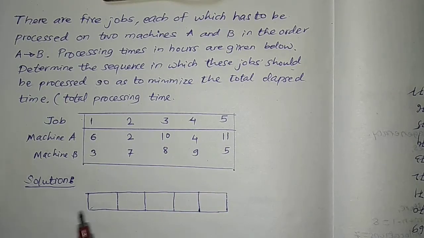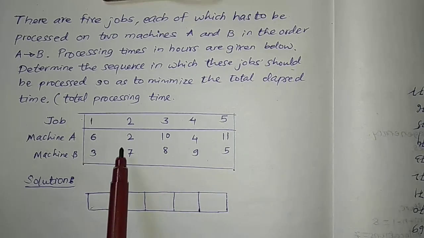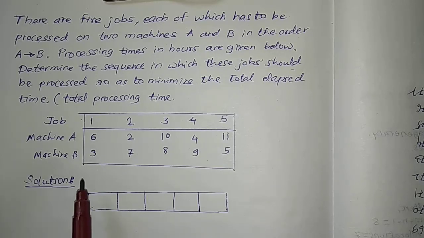We have to find out the minimum processing time out of the given processing times, and then we will select that minimum processing time. If it lies on the first machine, then we have to write it at the extreme left, and if it lies on the second machine, then we have to write it at the extreme right position. So we will follow this rule and continue till all the jobs are processed.